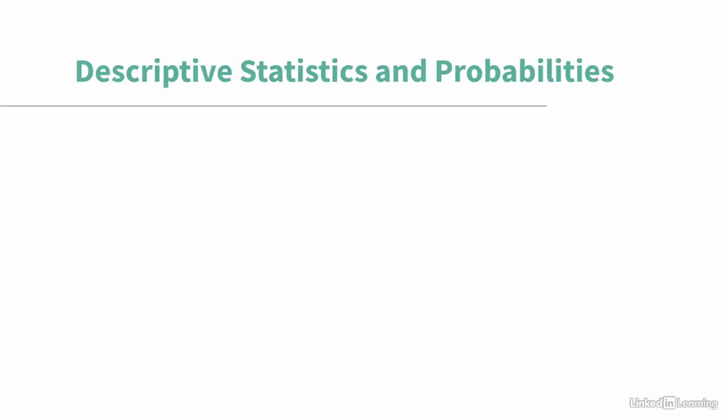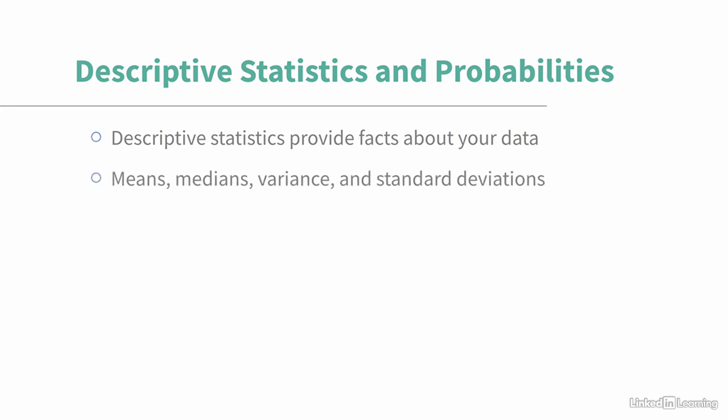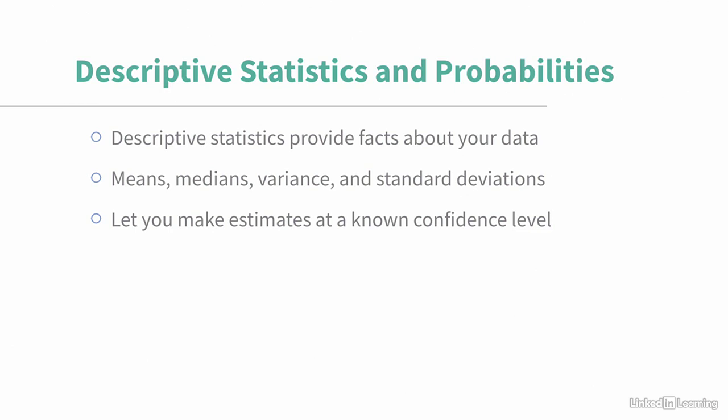Previously in this course, I have discussed what are known as descriptive statistics. Descriptive statistics, as the name implies, provide facts about your data. Those can include measures such as medians, means, variance, and standard deviation. You can then use these facts about your data to make estimates at a known confidence level. For example, you might think that most of your customers live within a 25-mile radius, plus or minus 3 or 4 miles. And you might be wondering, what else is there?